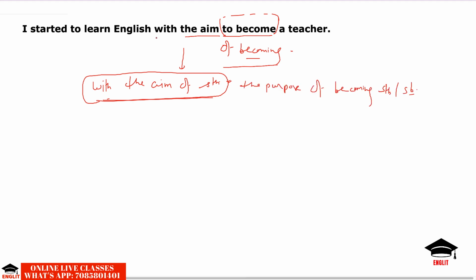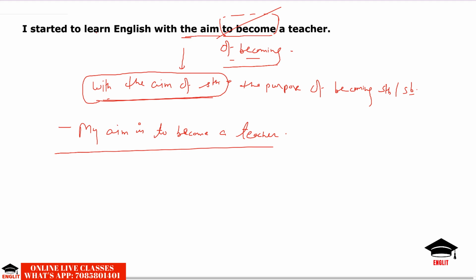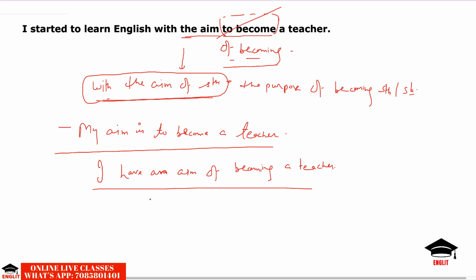So I started to learn English with the aim. I had the aim of something or aim of doing something. So the correct expression will be aim of doing, aim of becoming a teacher. एम के बाद में टू बिकम और इन्फिनिटिव यूज किया जा सकता है, लेकिन वो किस कंडीशन में? When aim is used as a subject of the sentence, like my aim is to become a teacher. इन दोनों सेंटेंसेस को देख लीजिए. I started to learn English with the aim of becoming a teacher, या I have an aim of becoming a teacher, और my aim is to become a teacher.